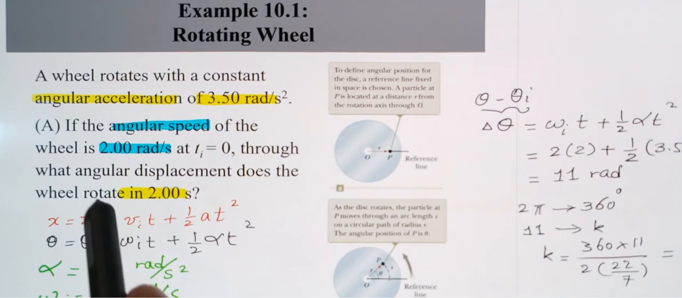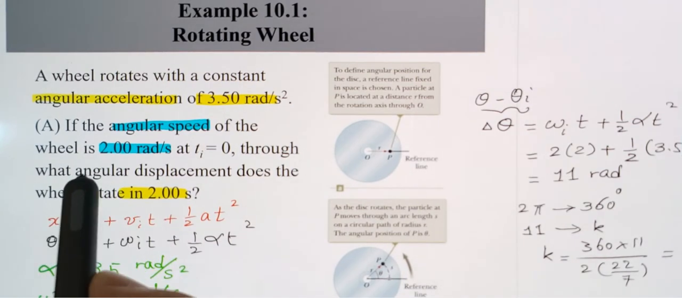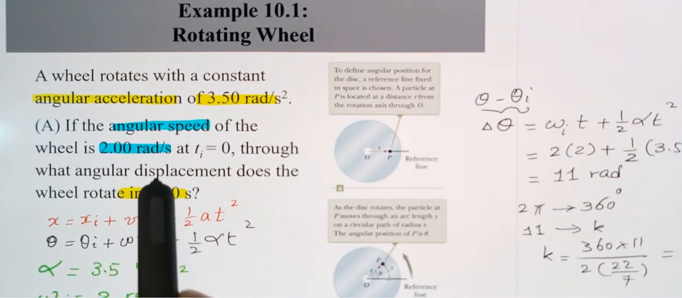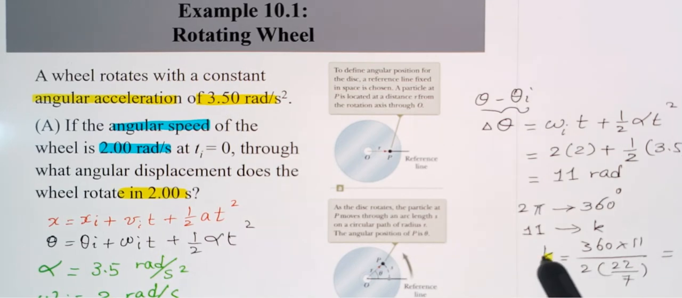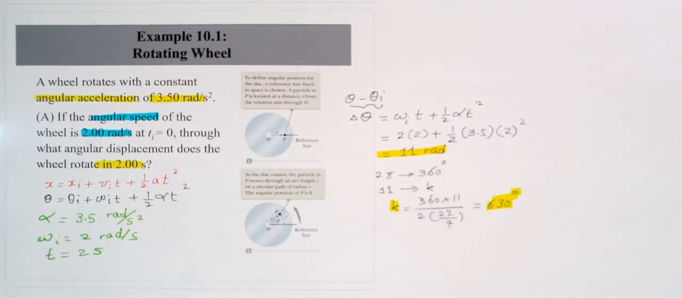So the answer, what is the angular displacement? Well, this is my angular displacement. Either I put it in degrees or I put it in radian. Very straightforward, extremely easy. Whatever we use in chapter 2, I think, or chapter 3 which is kinematics, we just apply it here.